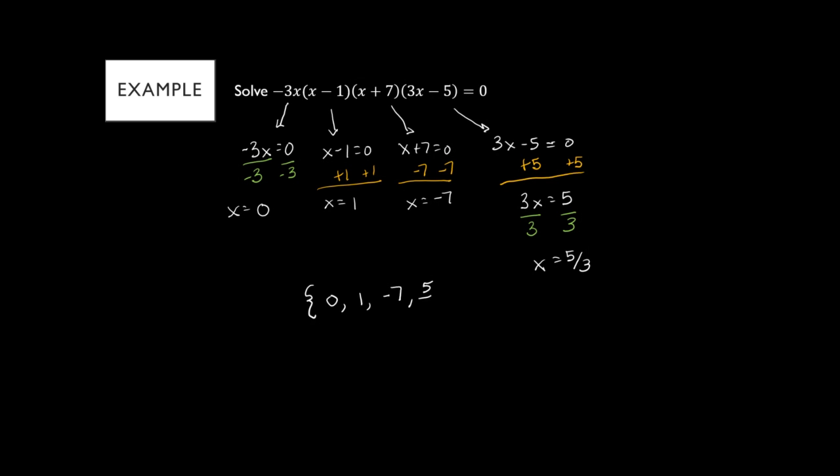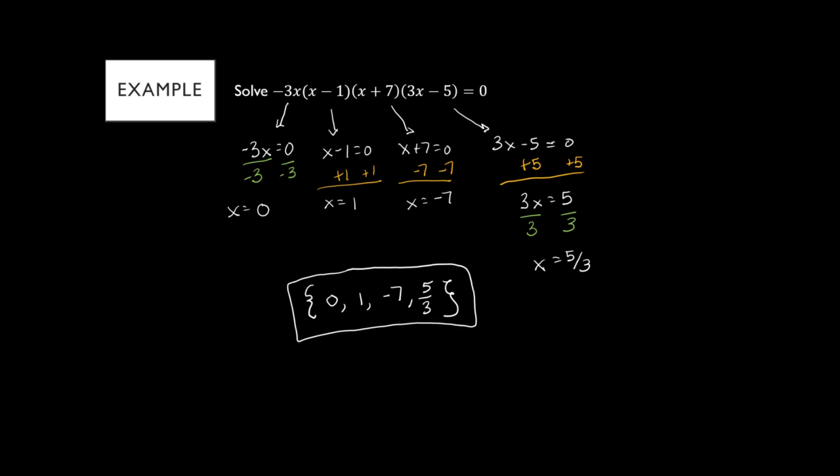5 thirds. You beat me to it. That is the same thing that I got. So when you solve the negative 3x equals 0, when you divide both sides by negative 3, you get 0. Then x minus 1 will give you an answer of 1. x plus 7 gives you an answer of negative 7. And then the 3x minus 5 gives you an answer of 5 thirds. So when you've done enough of these, you may notice that there's a pattern with how you get the answers. And when you do enough of them, you don't even really need to show your work. You can just get to the answer.